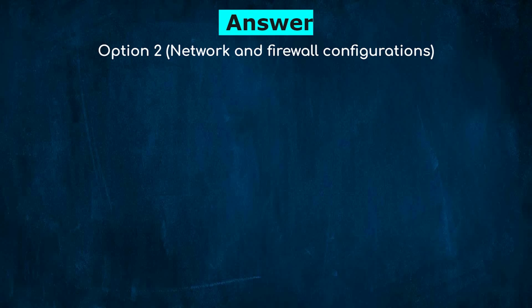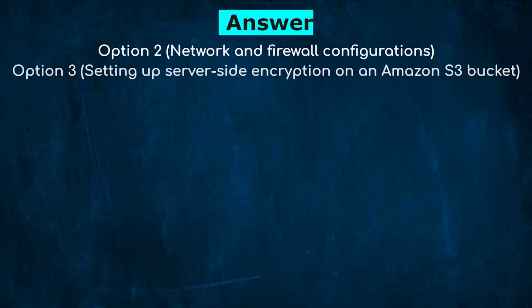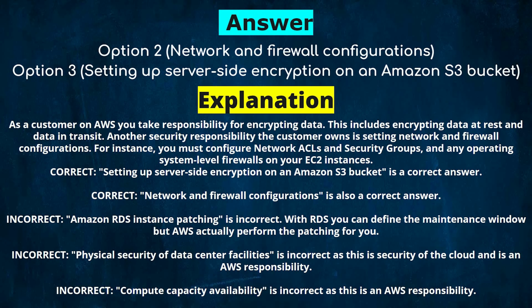And the correct answer is Option 2, Network and firewall configurations. And Option 3, Setting up server-side encryption on an Amazon S3 bucket. Explanation. As a customer on AWS, you take responsibility for encrypting data. This includes encrypting data at rest and data in transit. Another security responsibility the customer owns is setting network and firewall configurations. For instance, you must configure network ACLs and security groups and any operating system level firewalls on your EC2 instances.